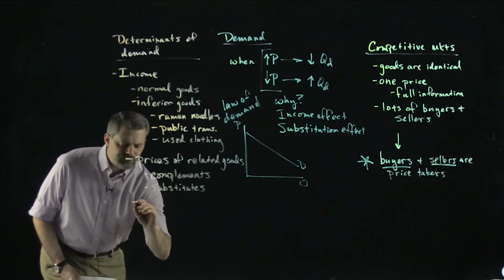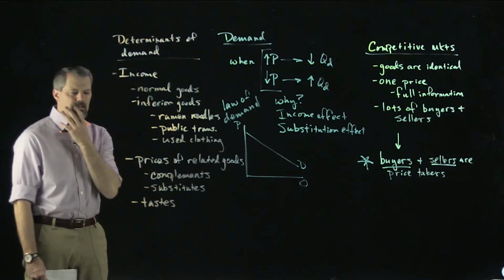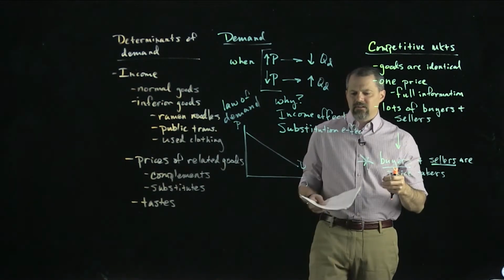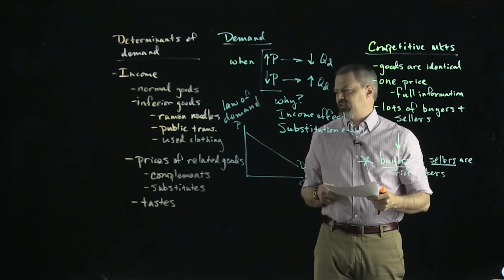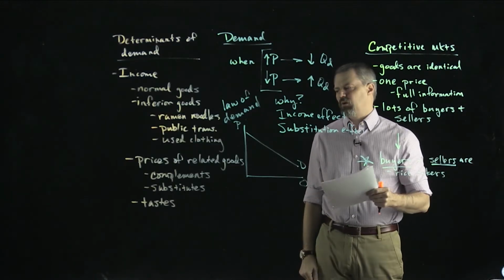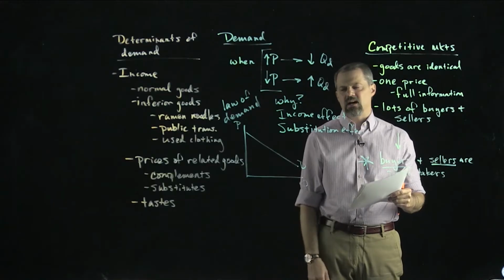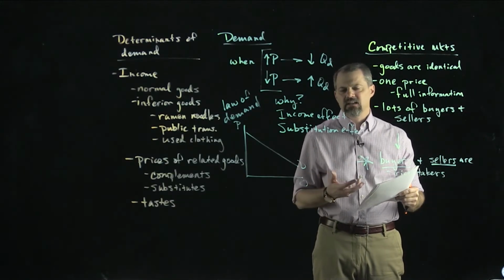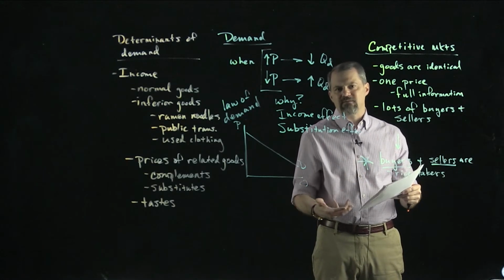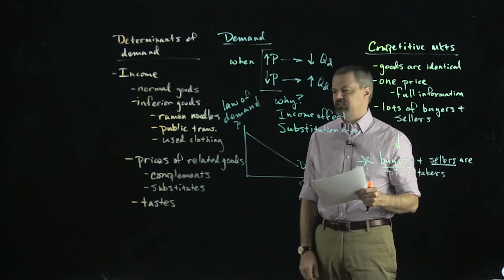That's the second determinant of demand. The third is your tastes or your preferences. This one really doesn't need a lot of explanation. If people all of a sudden start to like something better, then demand for that will go up. They could start to like it better because it's being advertised a lot, or maybe there's a medical study that says this is good for you, or maybe a medical study that says it's bad for you. If that happens, we see demand for that tend to decrease.